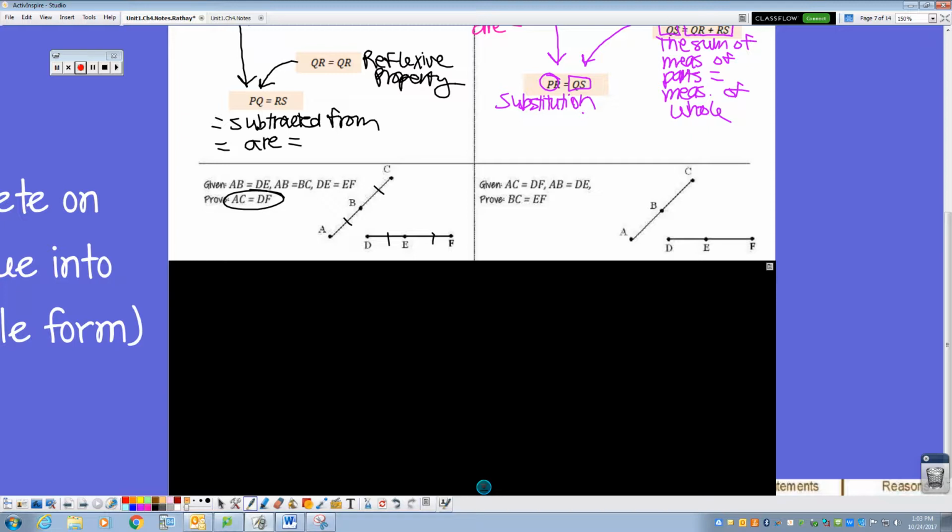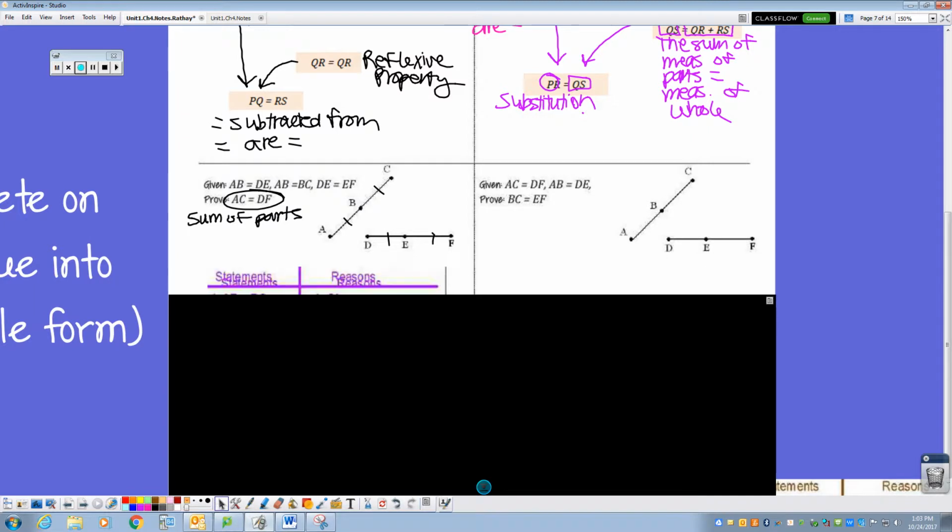What I do know right off the bat is that because we're dealing with larger segments, and we're dealing with segments in general, this is a sum of the parts proof. And then I might need to be doing some addition, or if not, then definitely some clever substitutions. And that's the method I'm going to take, clever substitutions.